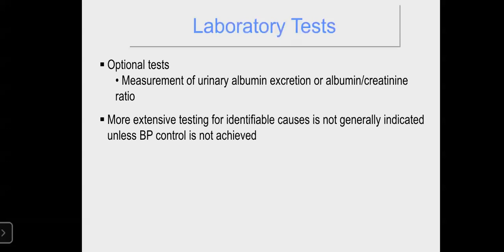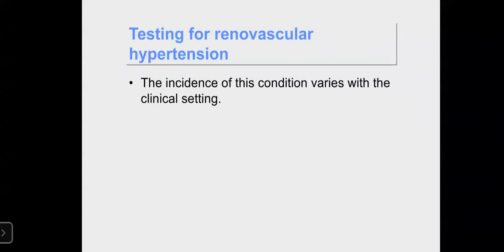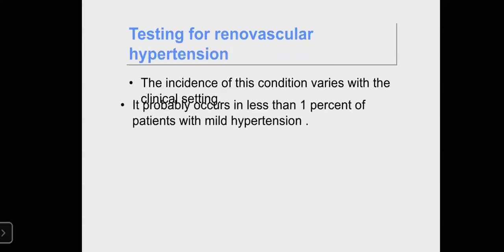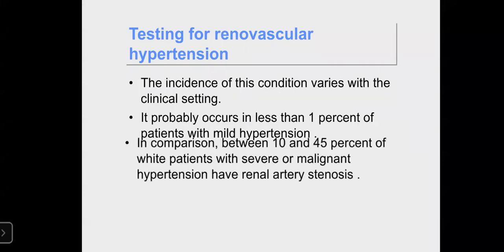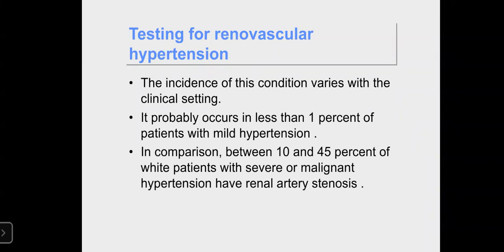So if you are considering renovascular diseases, their incidence varies according to the clinical situation, and it's probably very low, and it's always considered when the patient is having malignant hypertension. If the patient is having mild hypertension, the incidence is very low, 1%. And if the patient is having malignant hypertension, the incidence of renovascular hypertension becomes very high, up to 45%. So it's very variable according to the clinical presentation of the patient.